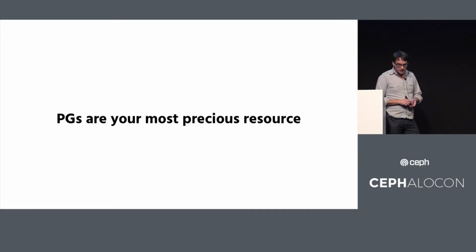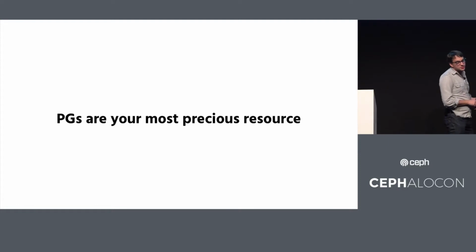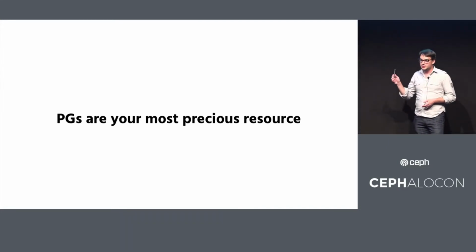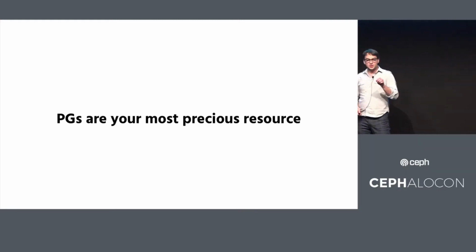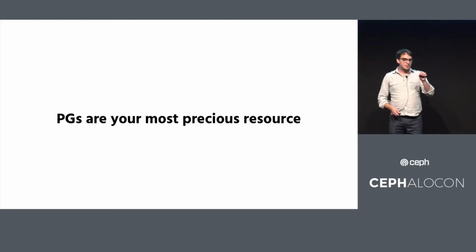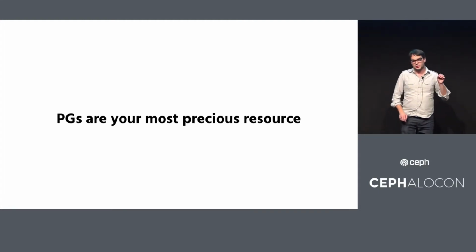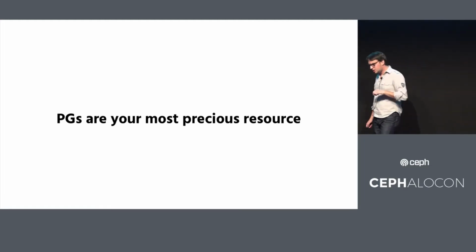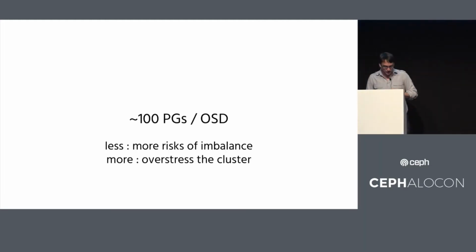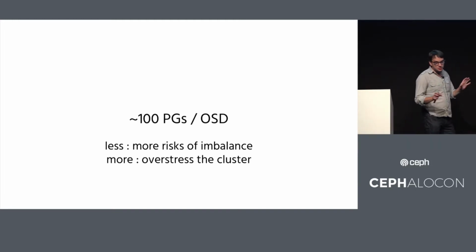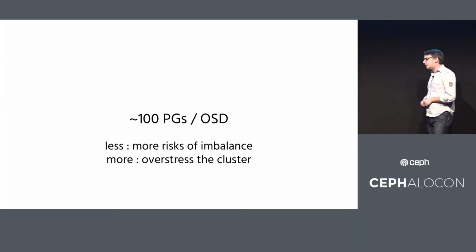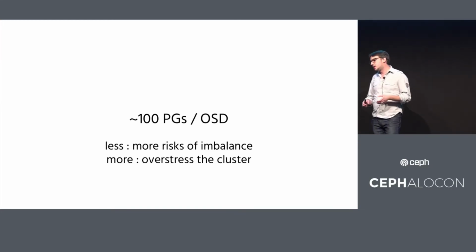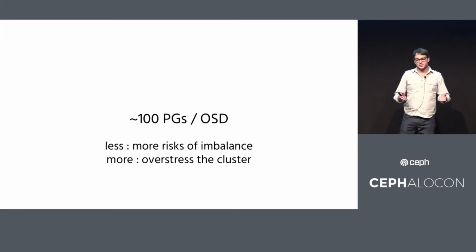Next topic, next statement, PGs are your most important resource. We talked a lot about OSDs, we talked about objects, but PGs are really the unit Ceph uses to manage, place, recover your data. So that's the thing you should look at. The norm is to put around 100 PGs per OSD. If you have less than 100 PGs per OSD, you have risk of imbalance.